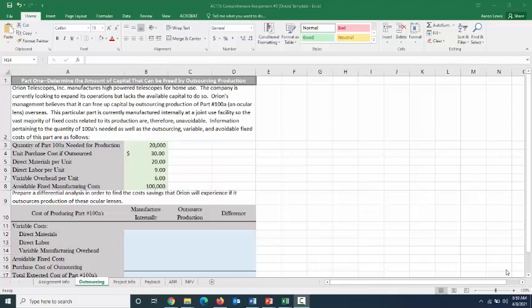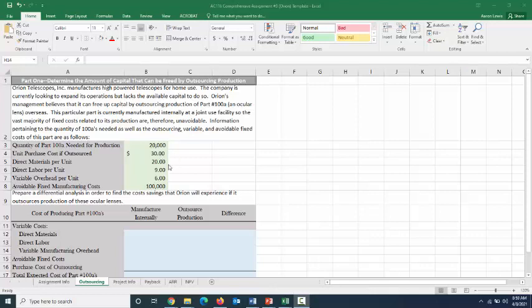if we outsource production. Well, to do that, we need to know some things, and it's provided here for us in the information. We need to know what amount of 100As we're going to need for production. For Orion, that's 20,000. We need to know the cost that this firm we are going to potentially outsource to is going to charge us for each ocular lens that they make for us, and that cost is $30.